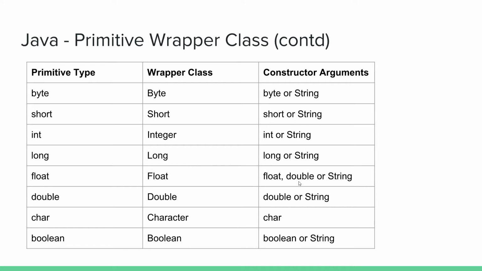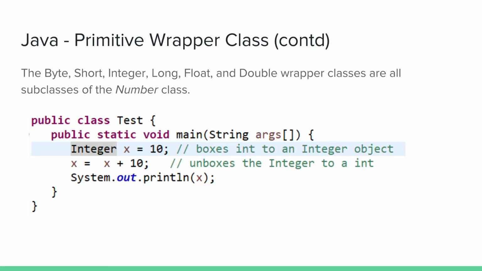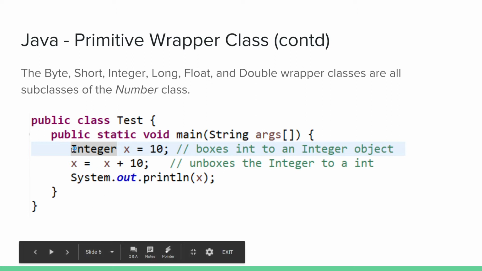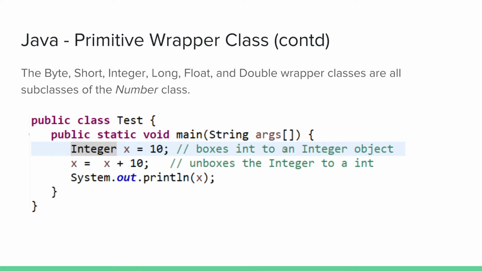Converting primitive data types into objects is called boxing, and this is taken care of by the compiler. For example, in this code, you can see Integer. Here, the Integer x is equal to 10. This line boxes an int to an Integer object, and the next line where you're adding 10 to the Integer object unboxes the Integer to an int.